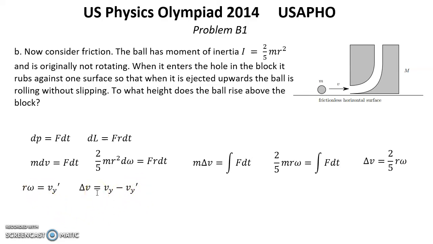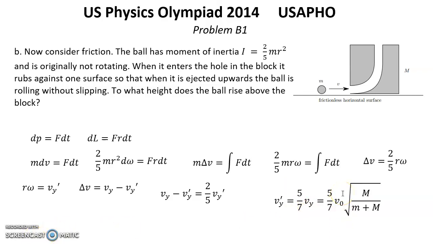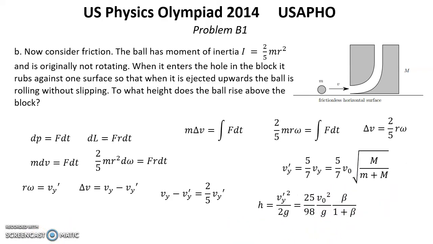Now we can put these expressions into our equation and find what Vy prime is. We have this equation, and Vy prime equals 5 over 7 Vy, which is this expression. And finally we can find the total height. Total height will be V1 prime squared over 2g, or using this answer, that will be the answer for question B.